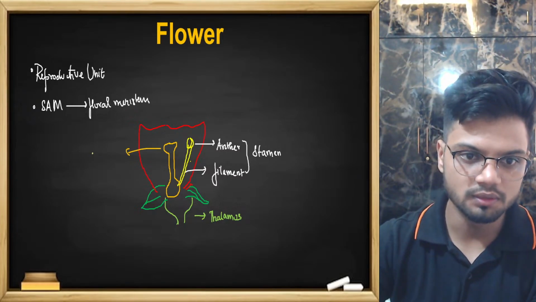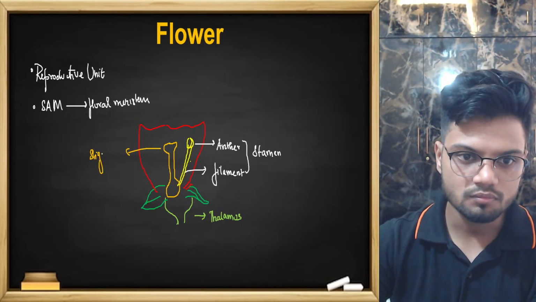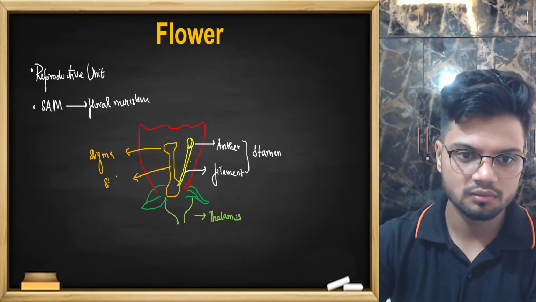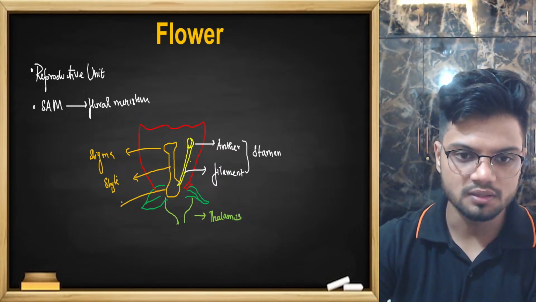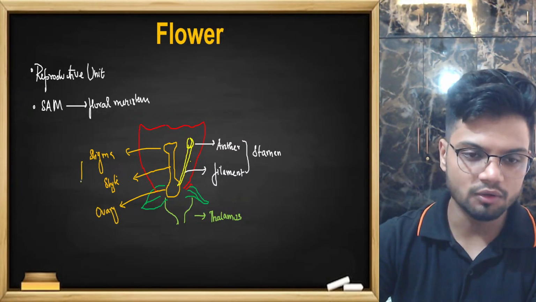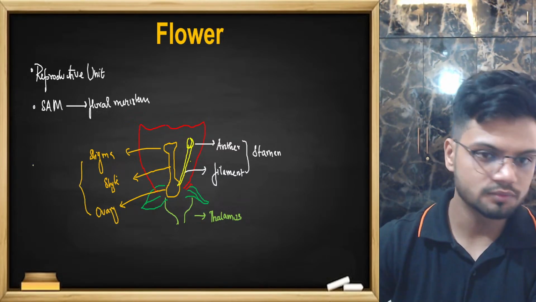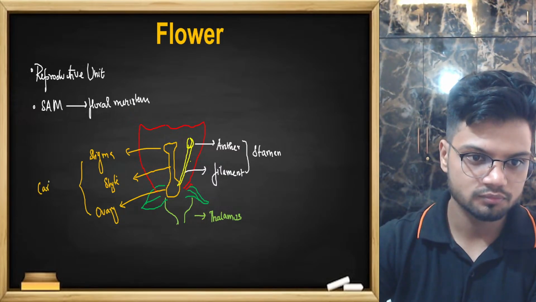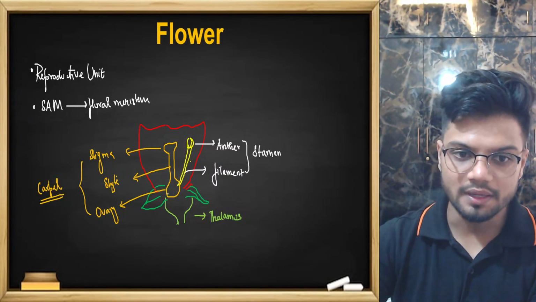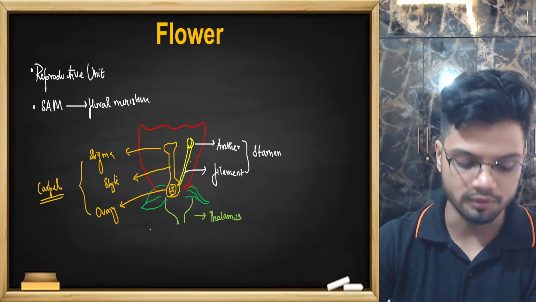This is the receptive stigma. This is the long style, and this is the ovary. Together they are actually called the carpel. Now inside the ovary there will be ovules.